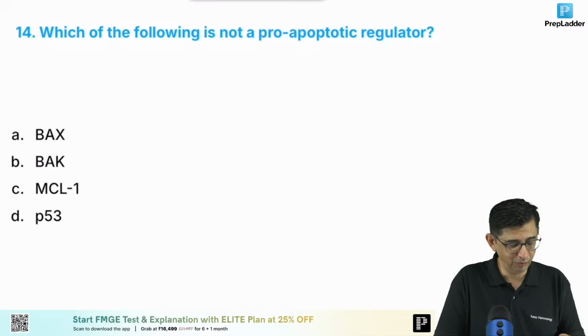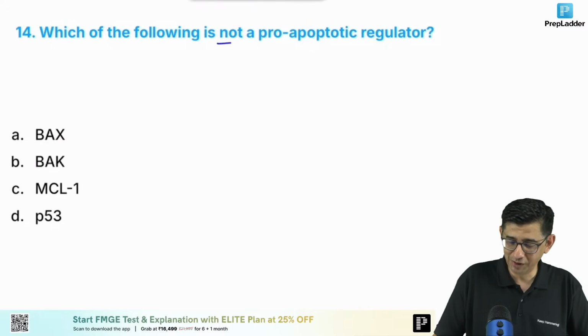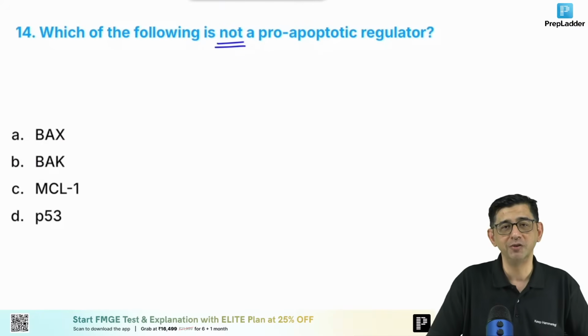Okay, let's move on to the next question. Which of the following is not a pro-apoptotic regulator? BAK, BAX and P53 are basically going to promote apoptosis.